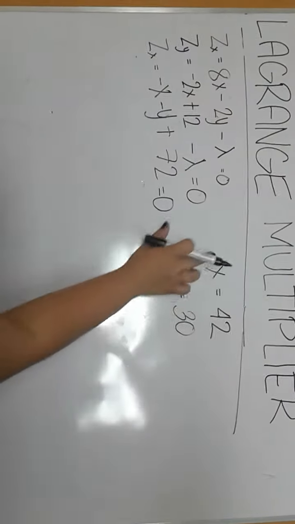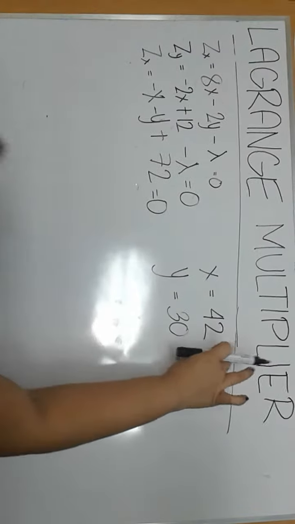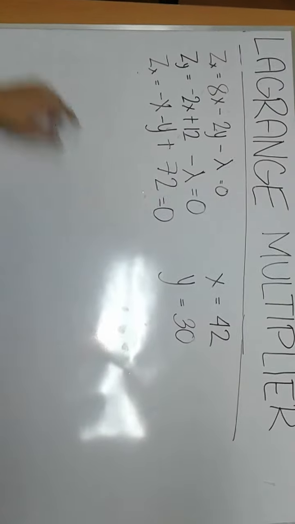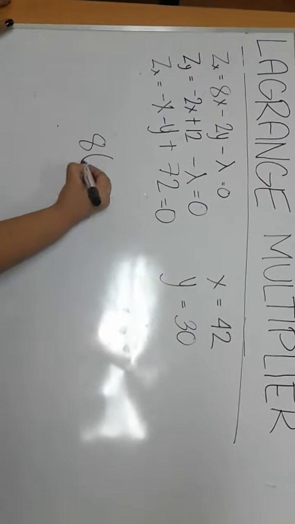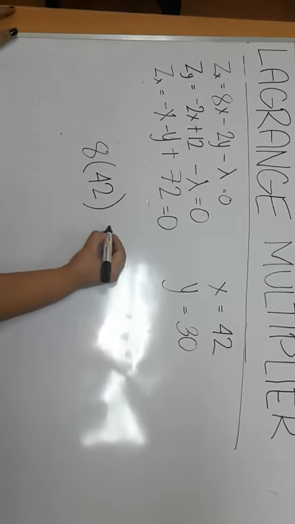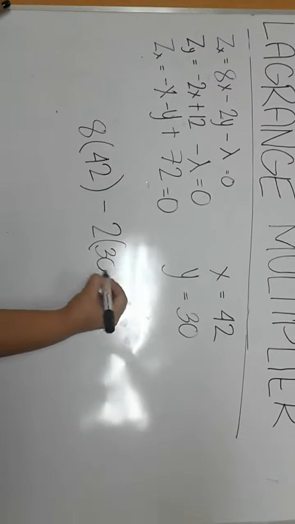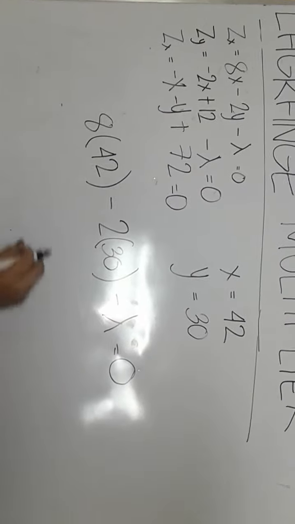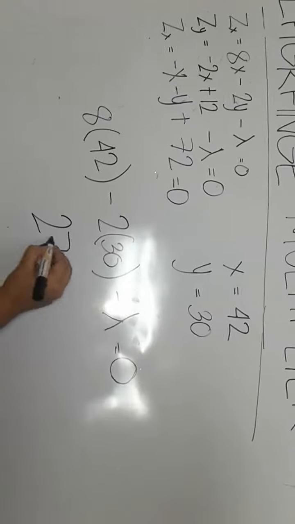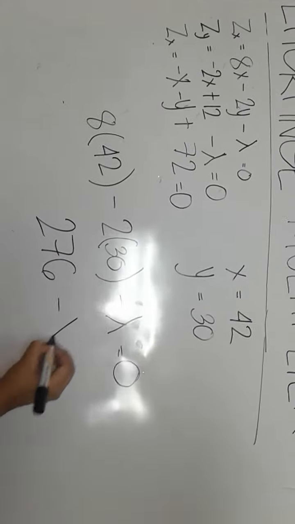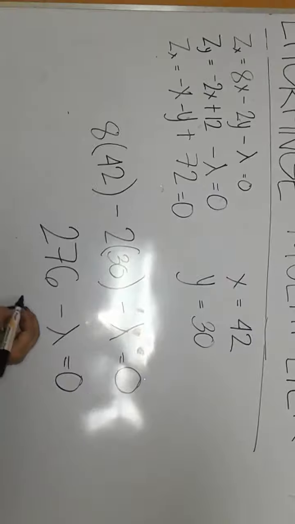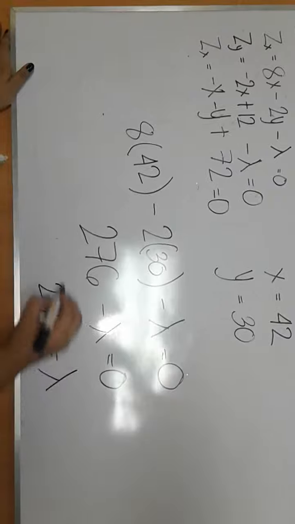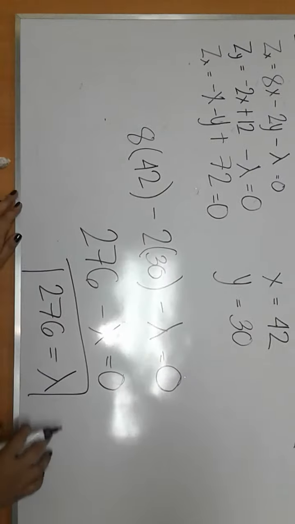Now that we have our values of x and y, we will substitute this to our first equation to get the value of lambda. So 8 times 42 minus 2 times 30 minus lambda is equal to 0. 276 minus lambda equals 0. Transpose, 276 is equal to lambda. Now that we have the value of lambda.